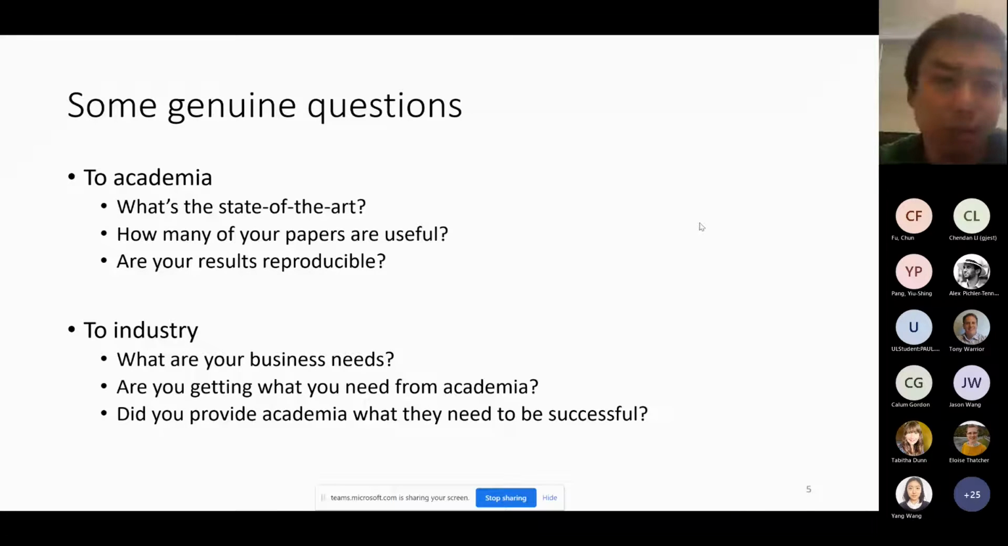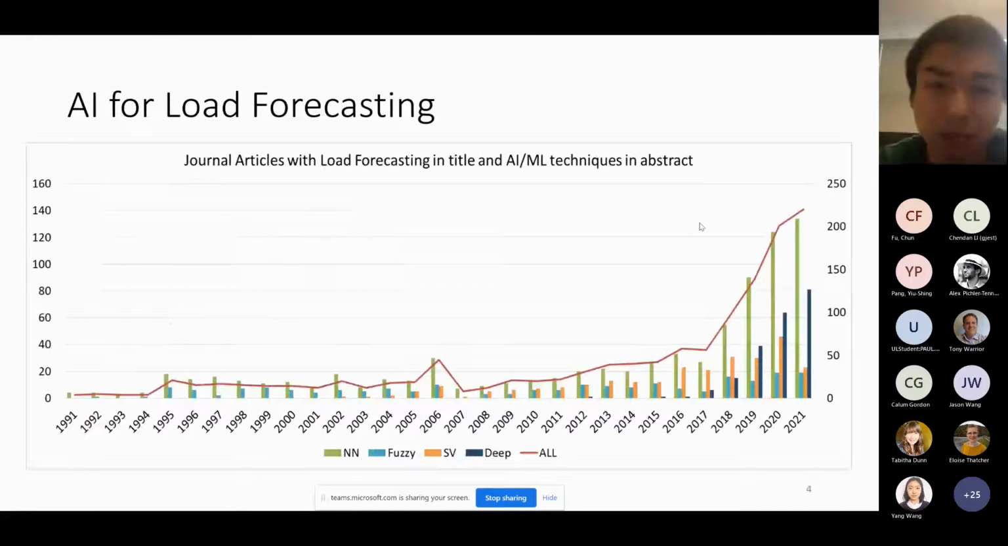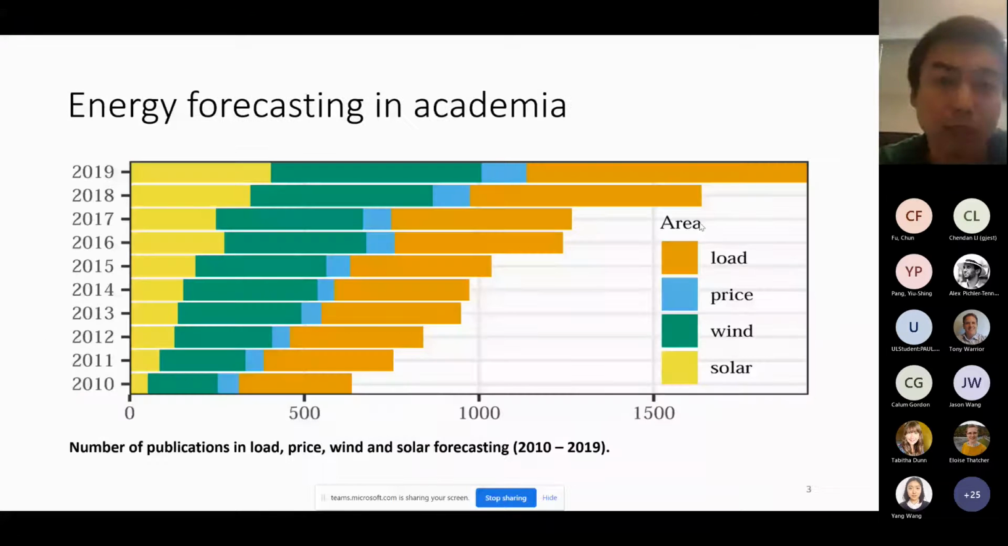Even after I became a professor, I still do consulting work and help clients do some practical work. So I have some genuine questions to both sides. To academia: do we really know what the state of the art is? If we go back to these papers, do we really know which of these papers really represent the state of the art? If you ask this question to people in this field, I guess at least half of them probably don't know, because there are just too many papers out there.